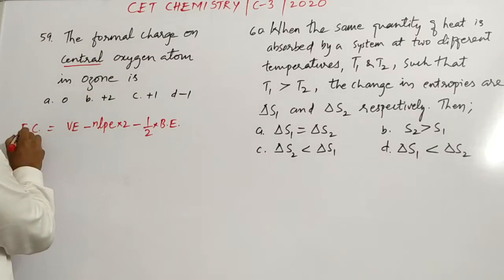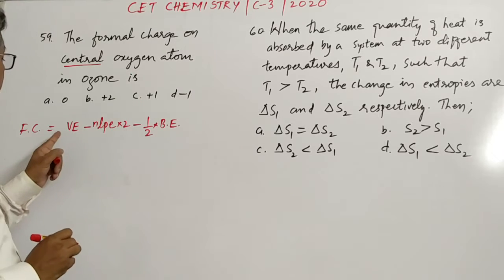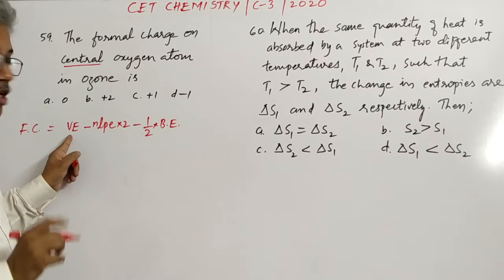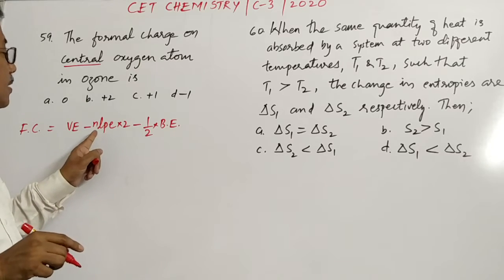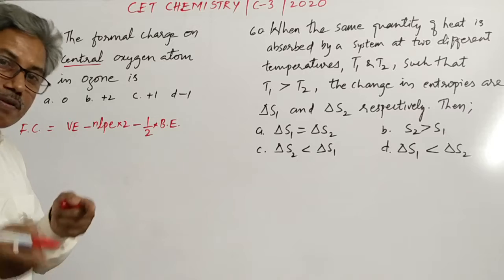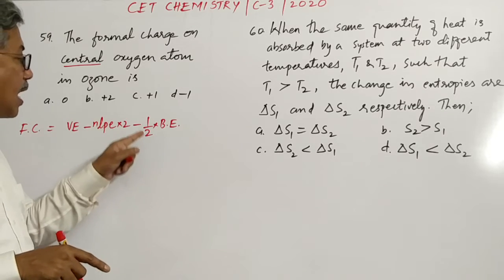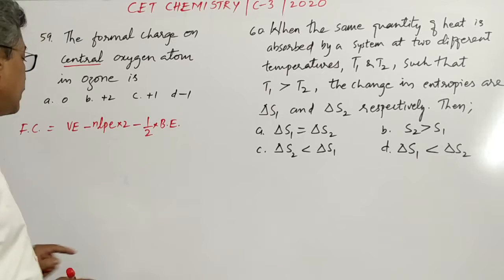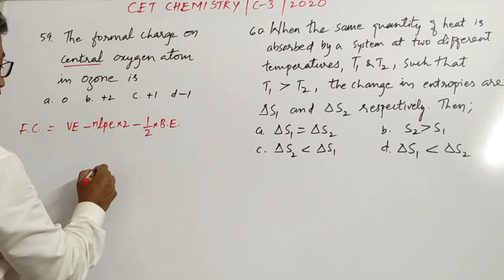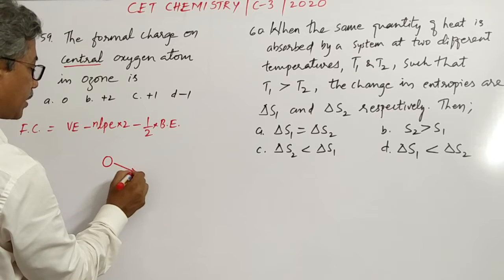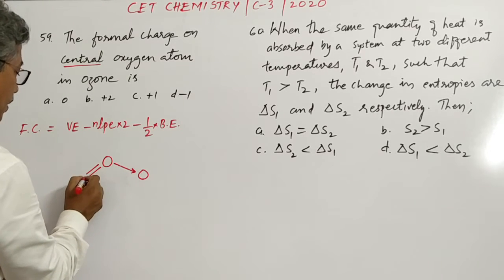See, students, formal charge can be calculated as: formal charge is equal to the total number of valence electrons of that particular atom minus the number of lone pair electrons, or the total number of lone pair electrons minus half of the number of electrons involved in bonding. Therefore, you should know the structure of ozone here. Central atom, coordinate covalent bond and double bond.